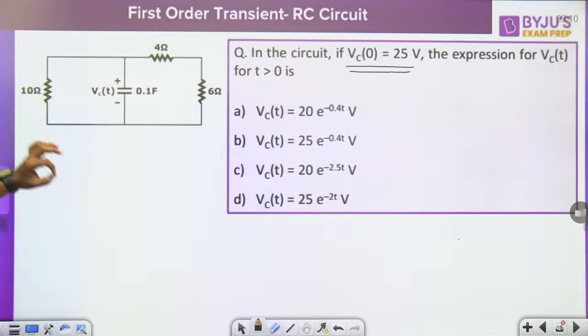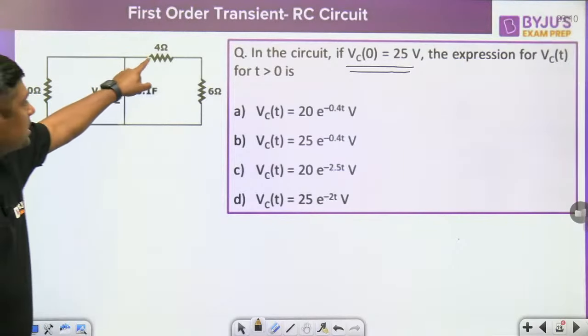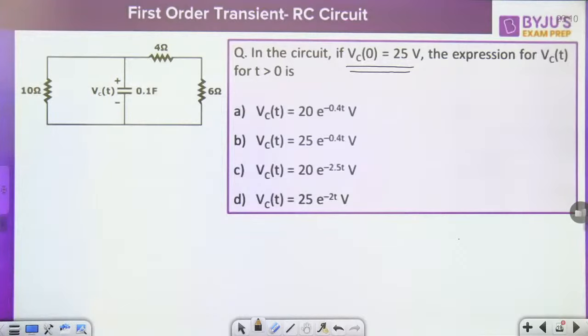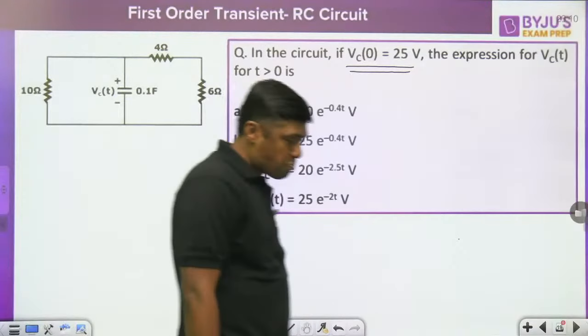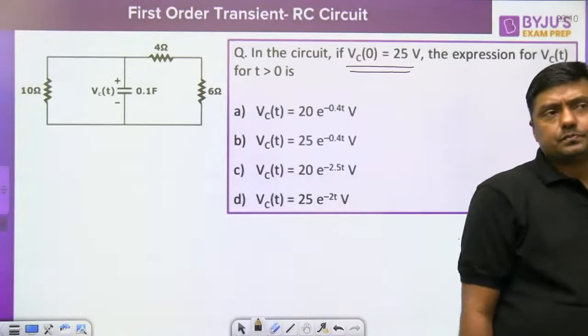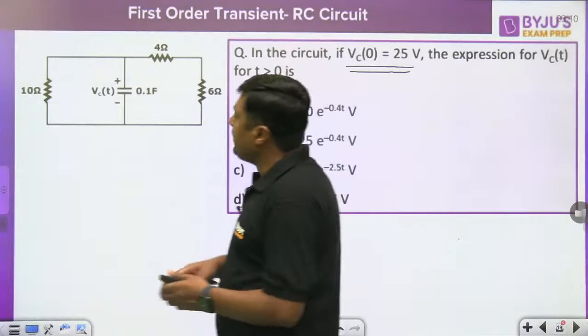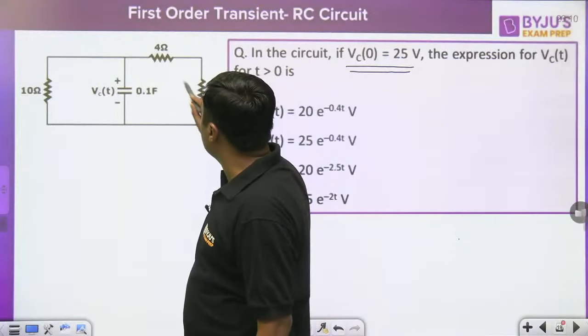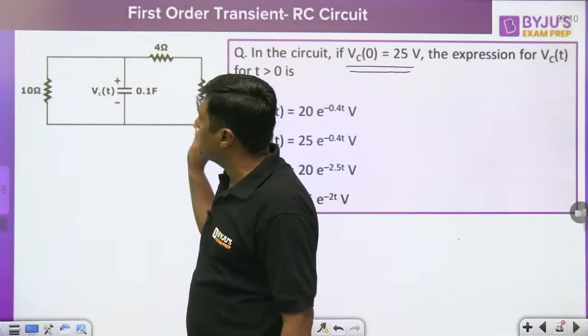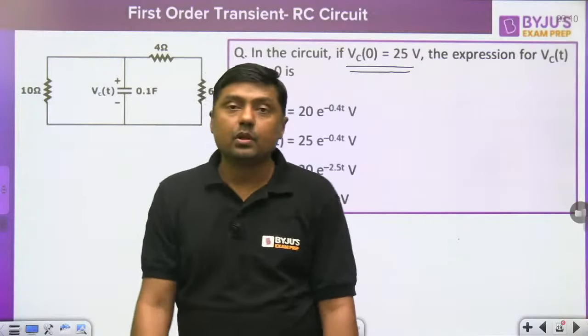What will be the expression? Initial voltage is 25 volt. C is given, the resistors are given. What is the time constant of this circuit? What is the answer? Okay, tell me, what will it be? Yes, it is a source free RC circuit because there is no battery. We have the resistors 10 ohm, 4 ohm, 6 ohm. 4 plus 6 is what? 10 ohm. 10 ohm resistors and one capacitor.